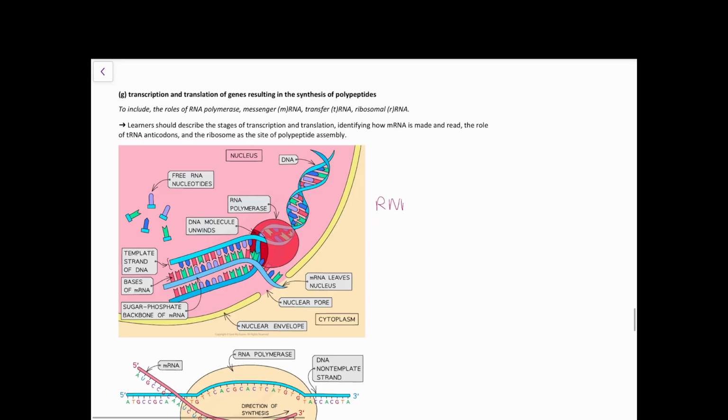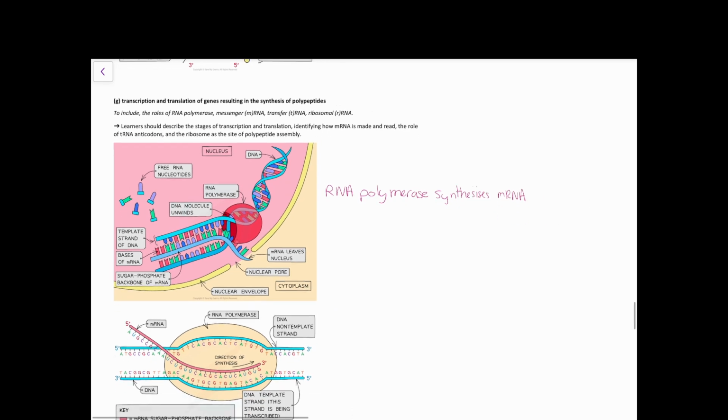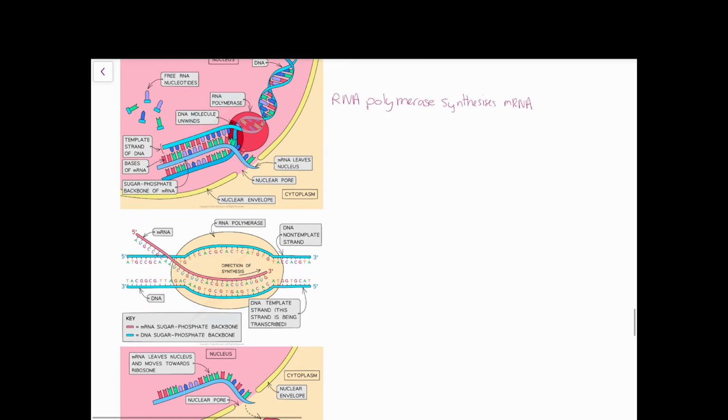The last part here then to do with transcription and translation. I'm not going to go into loads of detail about transcription and translation. We're just going to focus on the enzymes and the structures that are mentioned at the top. So the first one being RNA polymerase, which is an enzyme, and it's RNA polymerase which synthesizes mRNA. Now that happens in the nucleus.